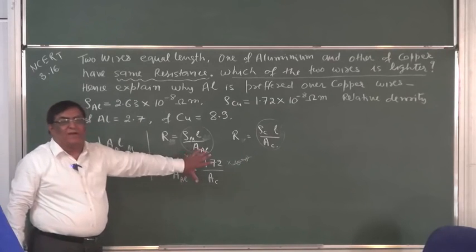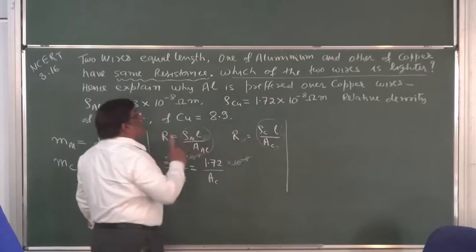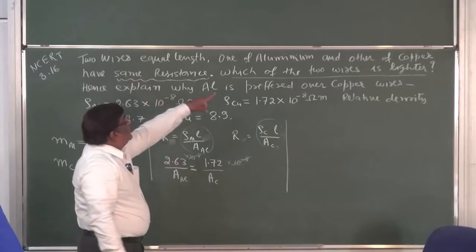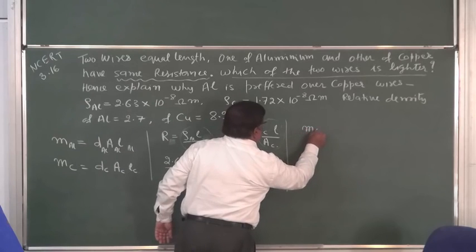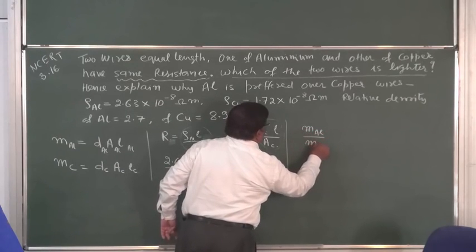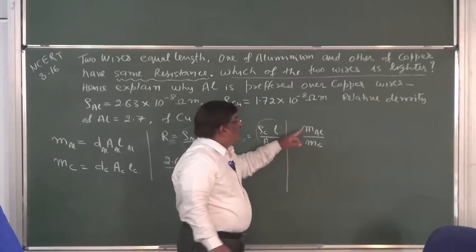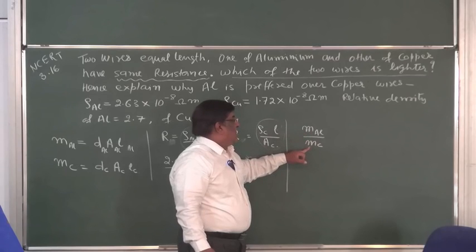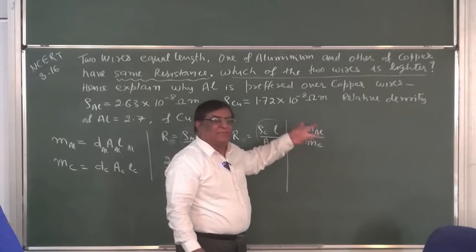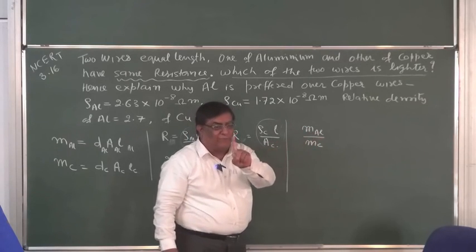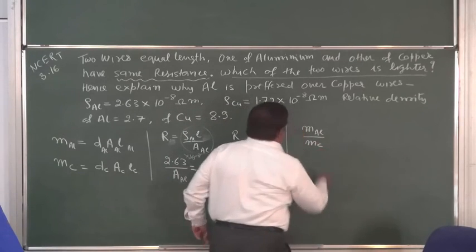ये एक इक्वेशन क्यों निकाल रहे हैं हम? This is actually the second step. First step, देखिए हमें क्या चाहिए. Which of the two wires is lighter? Means we want mass of aluminium divided by mass of copper. अगर ये ratio, if this ratio is less than 1, then this is lighter, this is heavier. If it is more than 1, then this is heavier, this is lighter. So let us find out the value. वो value अगर 1 से less आएगी तो ये lighter है. Okay. कितनी आएगी? Let us see.